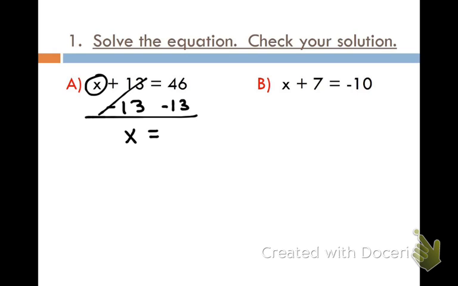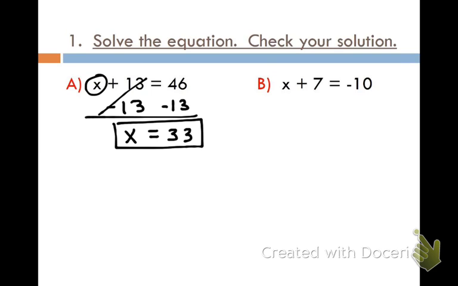What's 6 minus 3? 3. 4 minus 1? 3. So my answer is X equals 33. Now, it has asked me to check this. How many of you remember doing problems like this before? Okay. Yes, in 3rd grade, your teacher taught you these kind of things, and hopefully you've done it in 4th, 5th, and 6th grade. But let's go ahead and plug that back in.